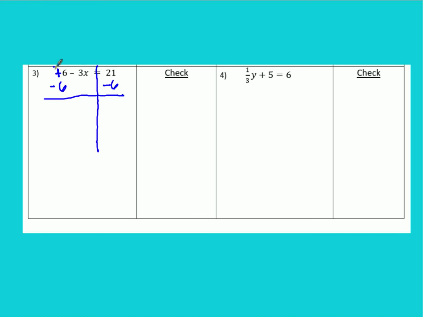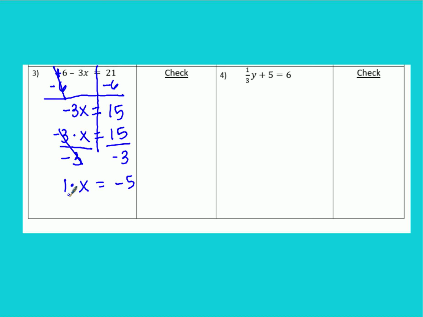Positive 6 minus 6 becomes 0, so that goes away. Everything else that's left over needs to come down, so that means I'm bringing down negative 3x. Don't forget the negative sign here. That equals 21 minus 6, which is 15. So this is just like saying negative 3 times x equals 15. Right now what's happening to x, we're multiplying it by negative 3, so I'm going to divide by negative 3 on both sides. When I do that, negative 3 divided by negative 3 is positive 1 times x equals 15 divided by negative 3, negative 5. 1 times x is just x, so x should equal negative 5.